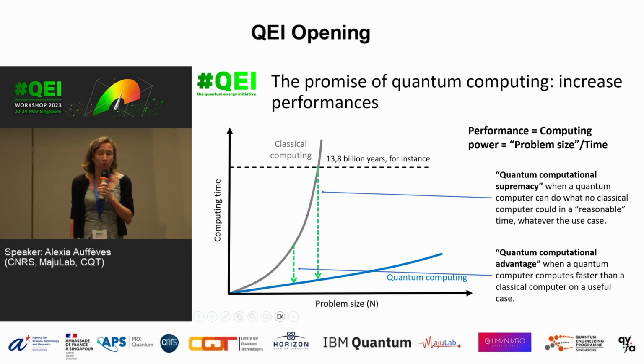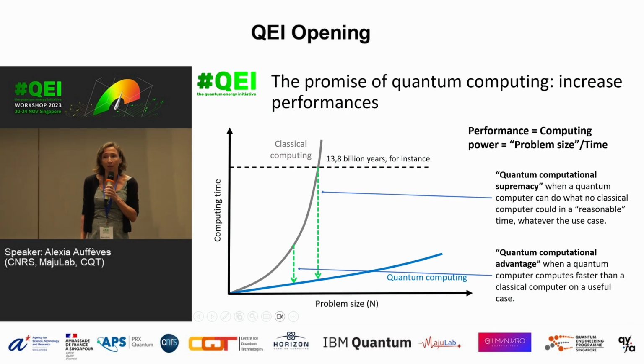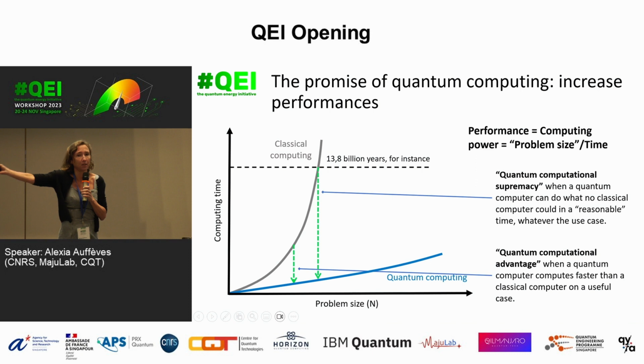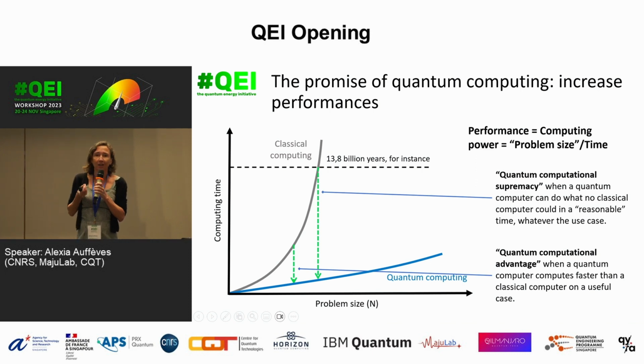Some of you, not all of you, are actively working at developing the quantum computer. The promise of quantum computing is increasing performance. That's basically why billions of dollars are currently poured into the field of quantum computers and quantum technologies, to increase the computing power, so the number of physical operations per second that your computer will be able to execute. And with this, people are running after two regimes, basically.